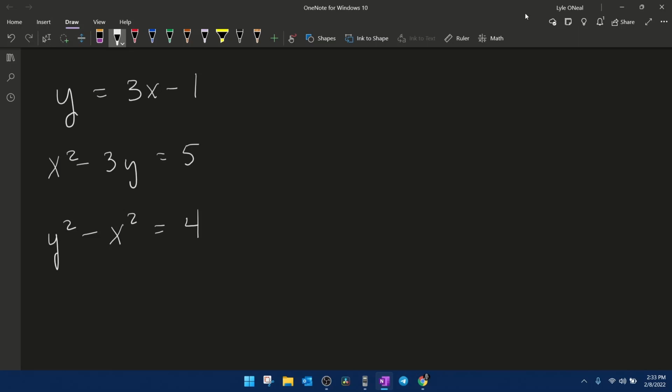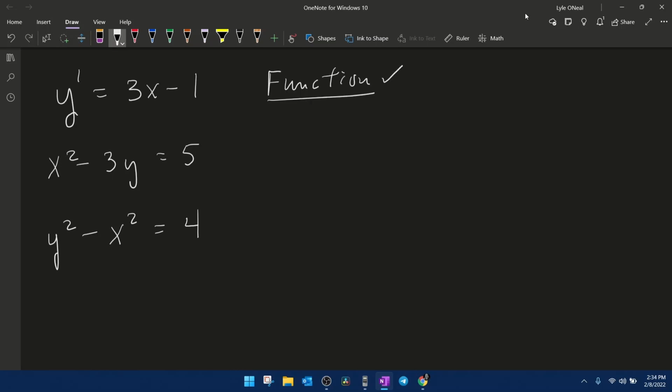Y equals 3x plus 1. Notice that that is also in y equals mx plus b form. We can see that y has a 1 for a power. 1 is an odd number, so this is definitely a function.